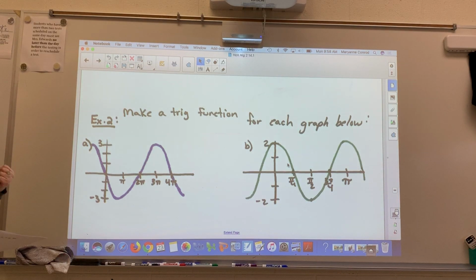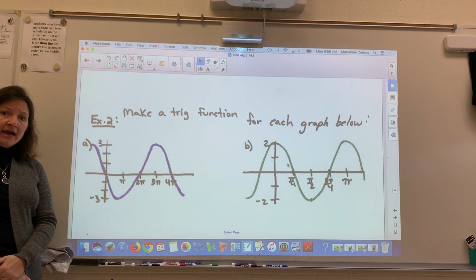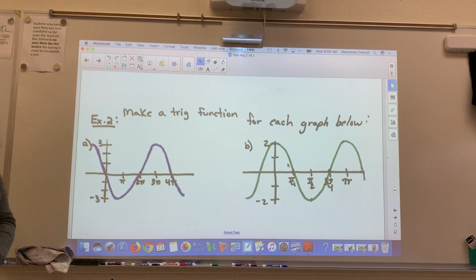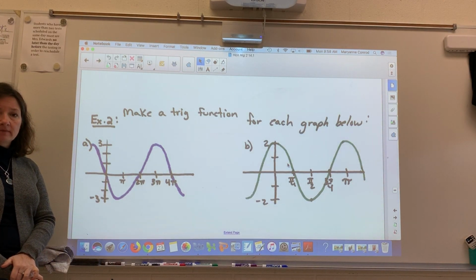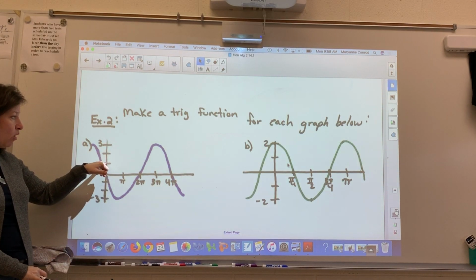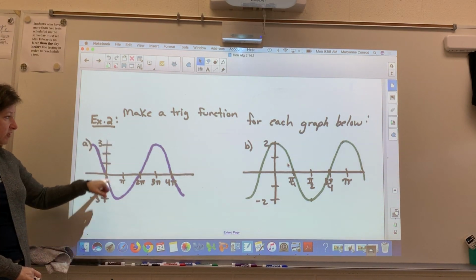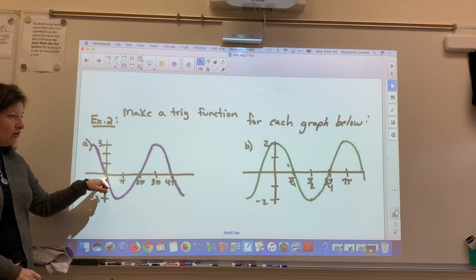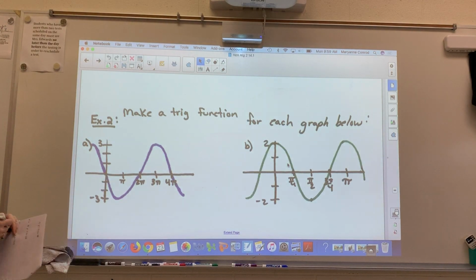And I can choose. Is this going to be a sine equation or a cosine equation? Well, which one does A look more like? I agree. It looks more like a sine curve. Why does it look more like a sine curve? Because it starts at 0. Cosine usually starts at 1, or it can start higher if there's an amplitude, but it doesn't start at 0. Sine does. So we're going to make a sine curve.